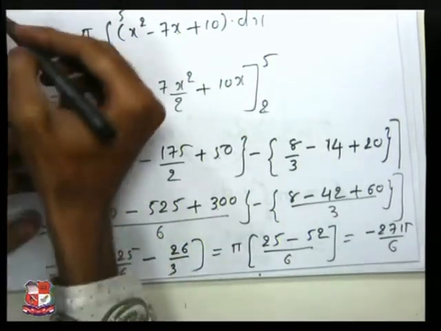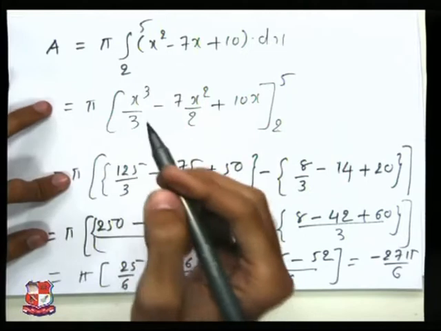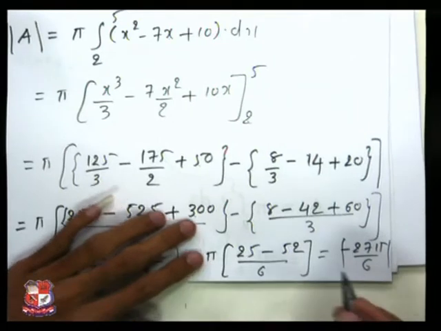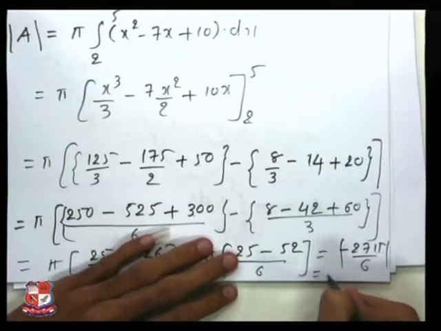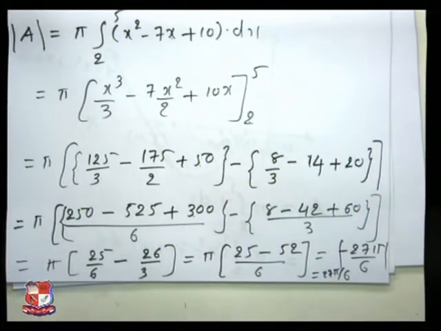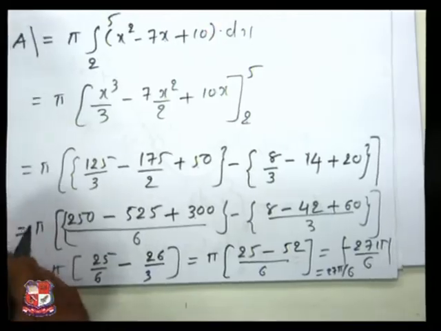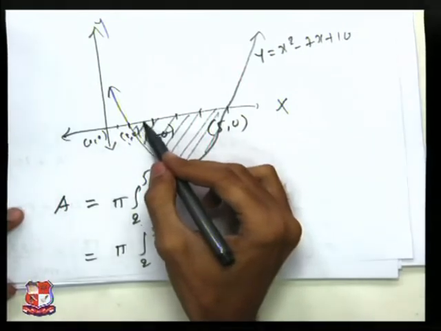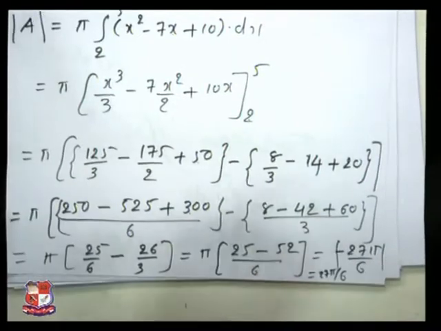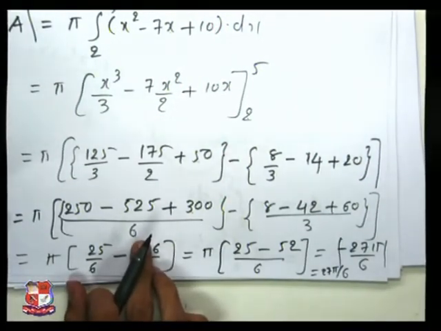6. And the area is never negative, so I will put area in the modulus, so we will get 27 pi by 6. So our answer is 27 pi by 6, right, which is the area bounded by the curves. Area which is bounded here, the area of this part is equal to 27 pi by 6. Okay, so in this way we can find the area of enclosed region between any two curves.